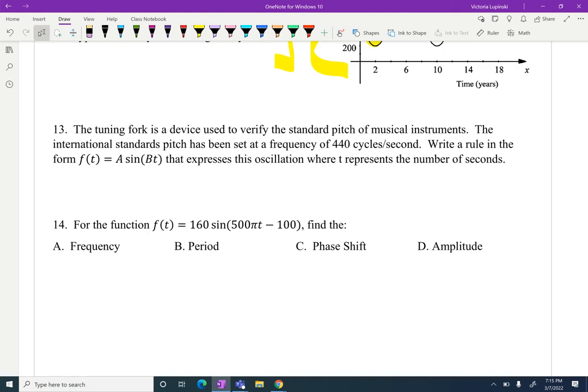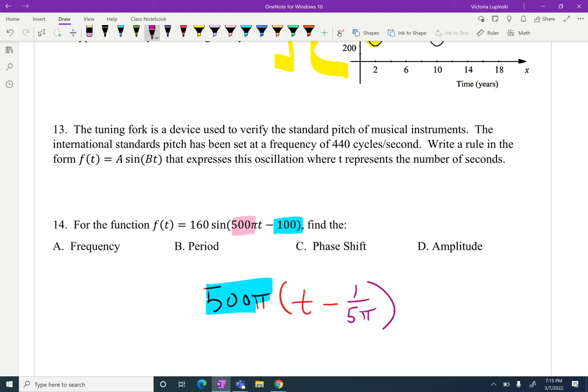Here, for the last two, number 14 is mostly pointing out the fact that this 500 pi cannot be there. This will only work, the rules, if you factor out that 500 pi. If you factor out that 500 pi, you get t minus. In order to figure out what you're left with, you're going to do this value divided by this value. So 100 divided by 500 pi. The 100 would cancel, so it would be 1 over 5 pi. So make sure that you can factor. Really, I don't think you'll see anything harder than that. Clearly, this is a sine because they say it's a sine. Here it's a sine because they say it's a sine.